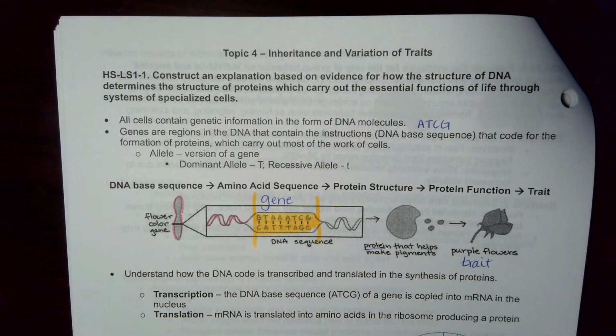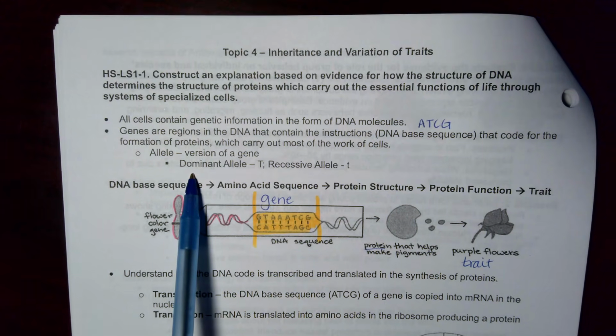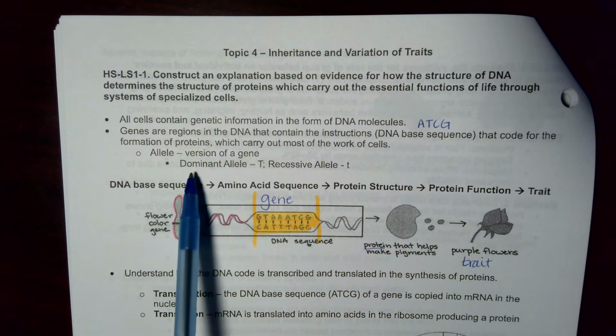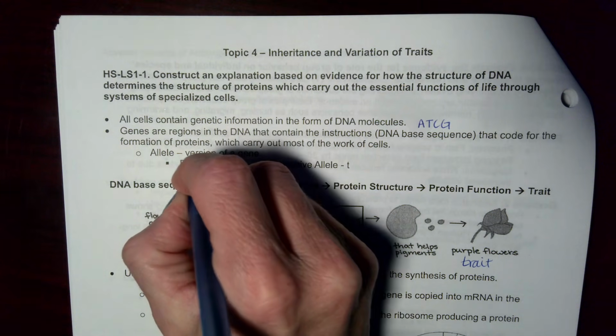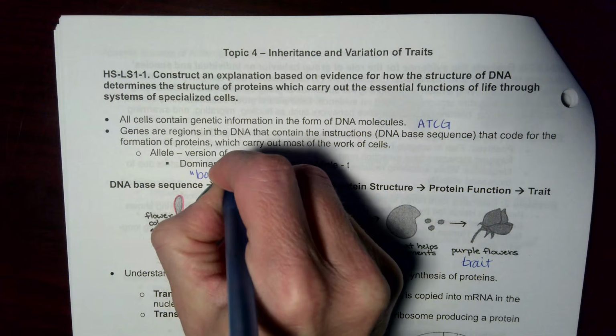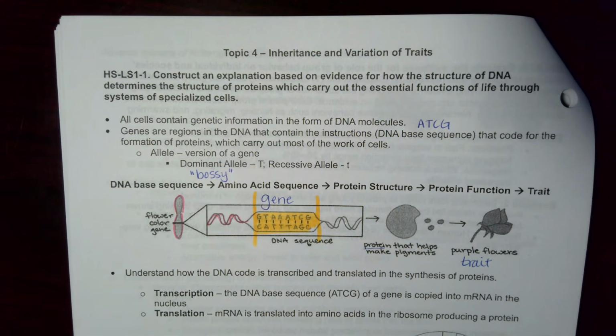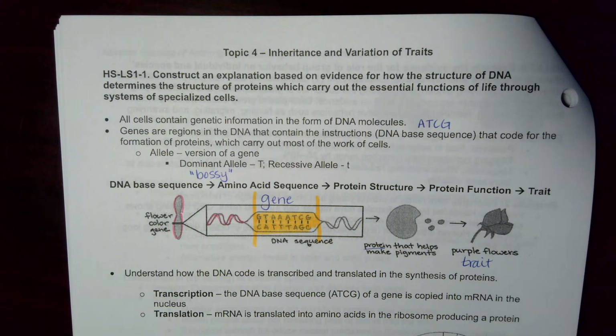Sometimes you'll see information about an allele. An allele is a version of a gene. If you think back to the state lab we did about lactose tolerance, we had our capital L and our lowercase l. Both of those represented different alleles for one gene. In the example I have here, I have the dominant allele, which is capital T. Dominant is the bossy one. The bossy version is going to be the version that shines through.